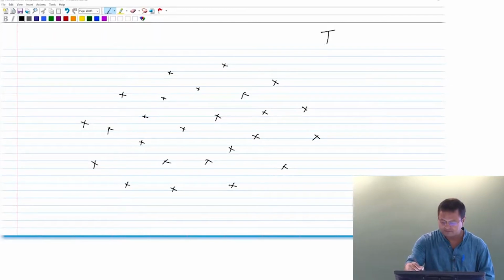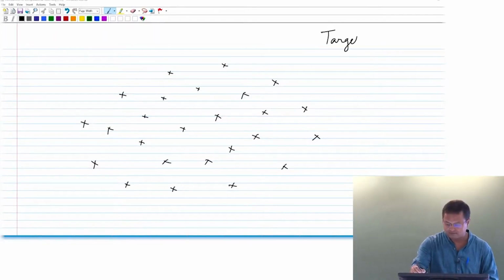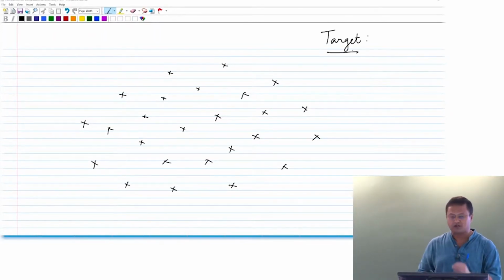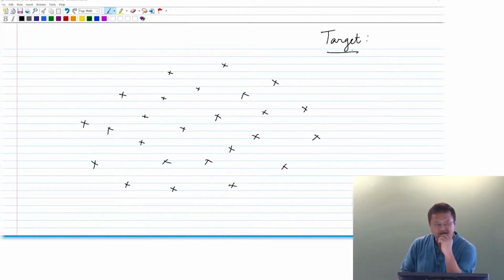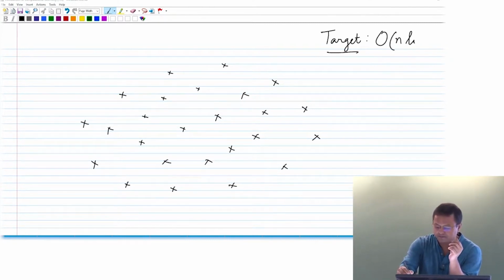Endpoints. We know the definition of convex hull. So, the goal is to compute this convex hull, and our target is... what should be a good target? N log n. Okay. We will see if we can do better.